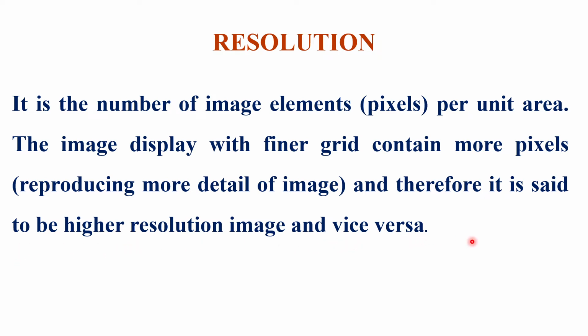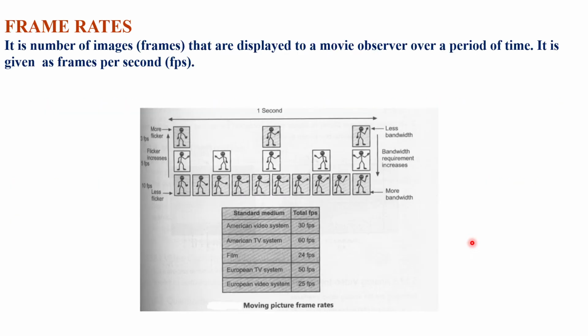So higher resolution images will have a higher quality, and lower resolution images will have a lower quality. Higher resolution images have their own advantages, and lower resolution images have their own advantages. Now if you see the frame rate, it is the number of images that are displayed to the movie observer over a period of time. It is given as frames per second, and the short form is FPS.